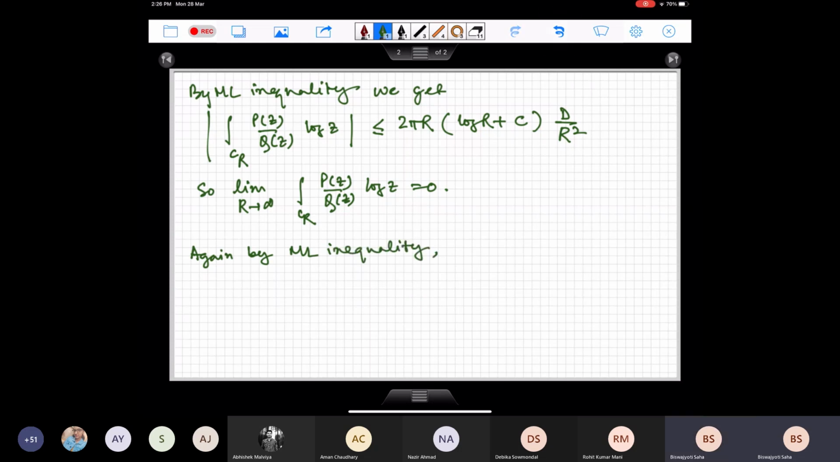Okay, so again by the ML inequality, if you think of taking this integral over C epsilon of P(z)/Q(z) log z, I want to understand this. Of course, the length of the curve is 2 pi epsilon, and here I don't have P(z)/Q(z) less than 1 over r squared, but what I know is that P is a holomorphic function and Q does not vanish. So P/Q is a holomorphic function around 0, which means it is a continuous function. So it's going to have some bound.